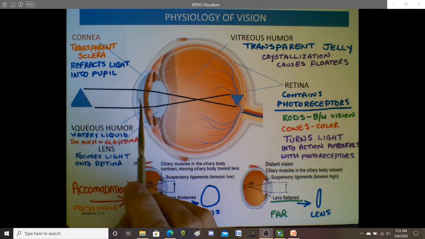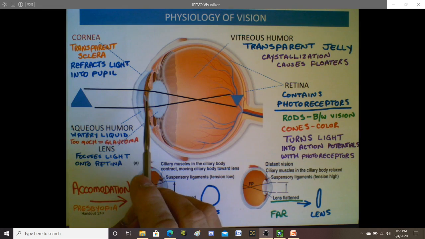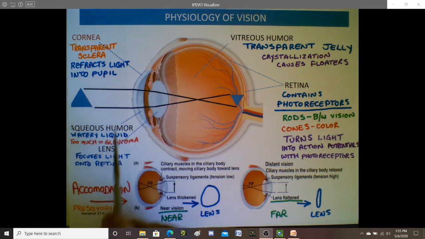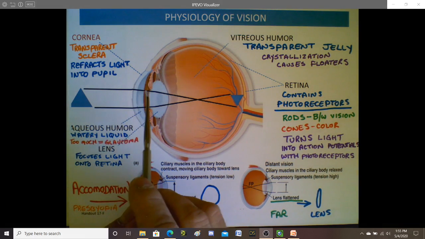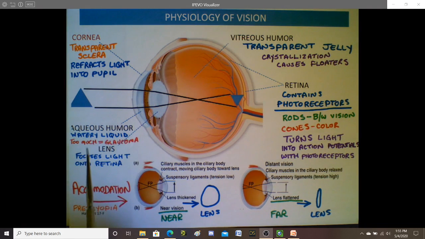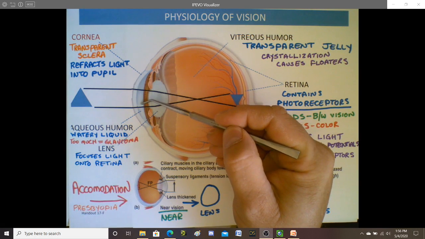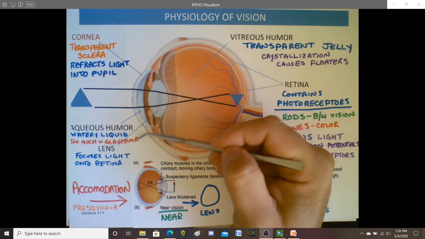Now, in between the cornea and the pupil, though, is that aqueous humor, that watery fluid that lies underneath the cornea. Now, that watery liquid is also going to bend the light and help that light move through the eyeball. Now, with the aqueous humor, we're moving that light through the aqueous humor through the pupil.